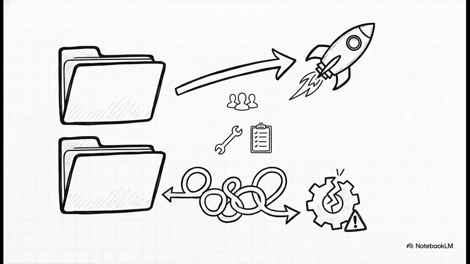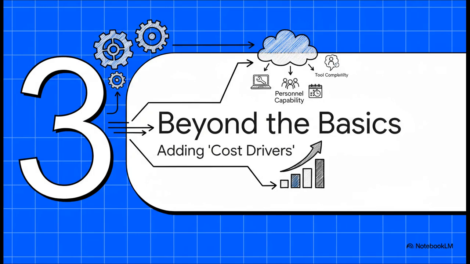But, it's never that simple, is it? You could have 2 projects with the exact same size and type, but one finishes on time and the other is a total disaster. The basic model needed more. And that's exactly why the intermediate COCOMO model was created. It paints a much more realistic picture by bringing in these things called cost drivers.